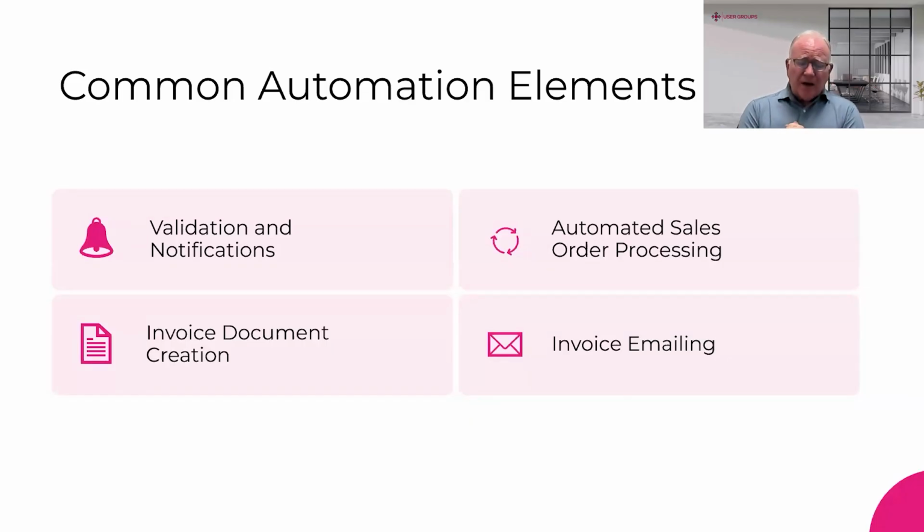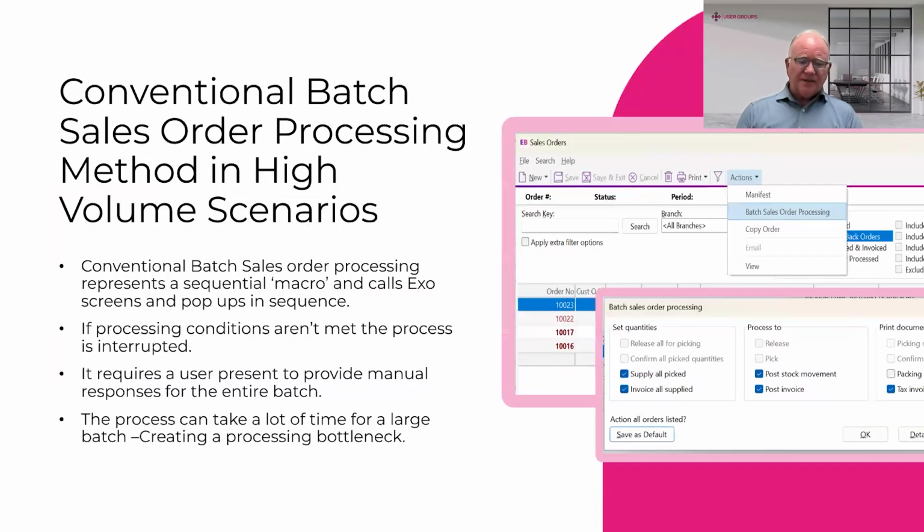So the sort of elements that we're commonly using are automating sales order processing, adding validation and notifications into the system, and automatically creating invoices so that people don't have to print them, automatically emailing those invoices based on rules, based upon the invoice having been created. So let's have a quick look at some of those things.